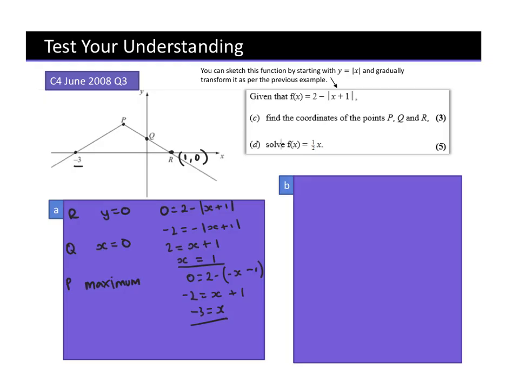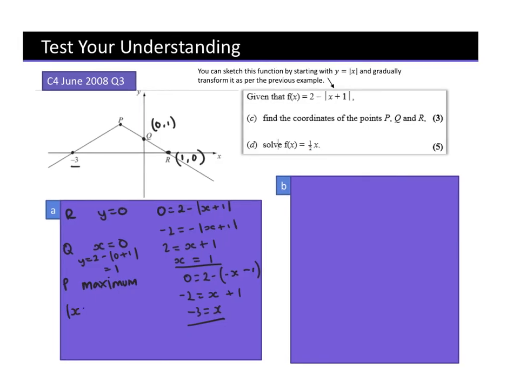When x equals 0, this one's nice and easy, I'm going to get y equals 2 minus modulus 0 plus 1. So I'm going to get 2 minus 1, which is in fact 1. So this coordinate is 0, 1. Then to find my maximum, that's when my modulus equals 0. Okay, so when x plus 1 equals 0, x equals negative 1. So we know that this would be negative 1 here.